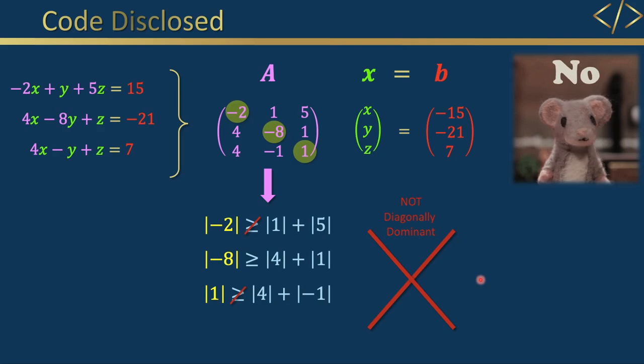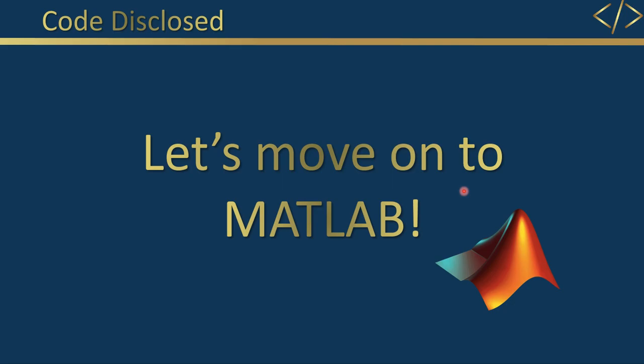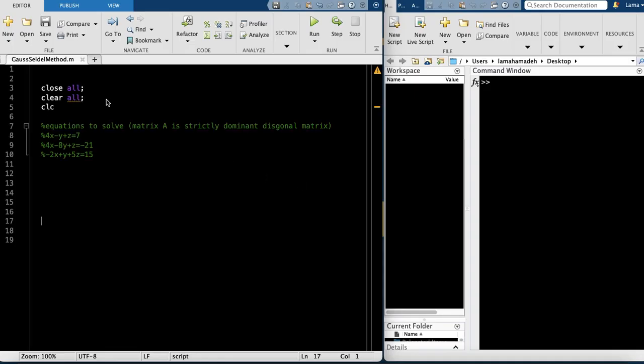And you can see here that for the same system of equations, just by swapping the first and the last equation, the matrix could turn out to be not diagonally dominant, and hence we can't apply the Gauss-Seidel iterative method here, or in other words, it won't converge to the right solutions of x, y, and z. Now, the question here is how to code this using MATLAB. So let's move on to MATLAB now and see how to apply the Gauss-Seidel method in this case.